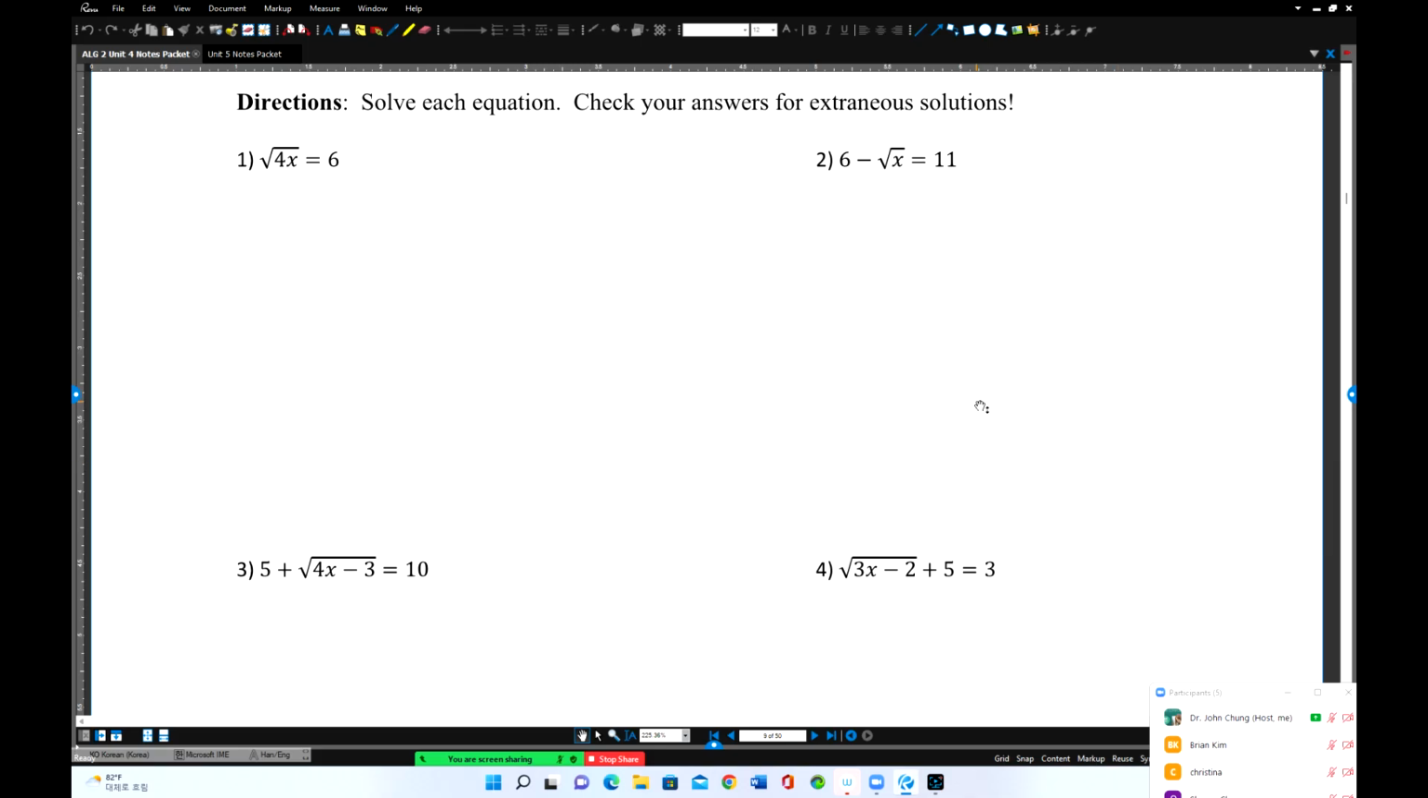Okay, so we just go over the last time homework. Square root functions, okay, square root equations. All right, now let's go over this one. But there's a rule there.